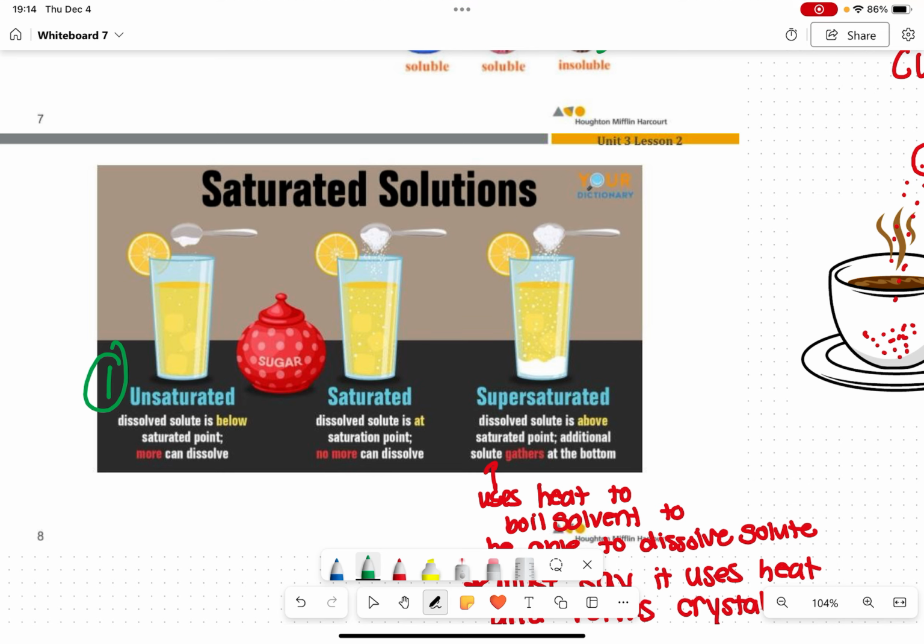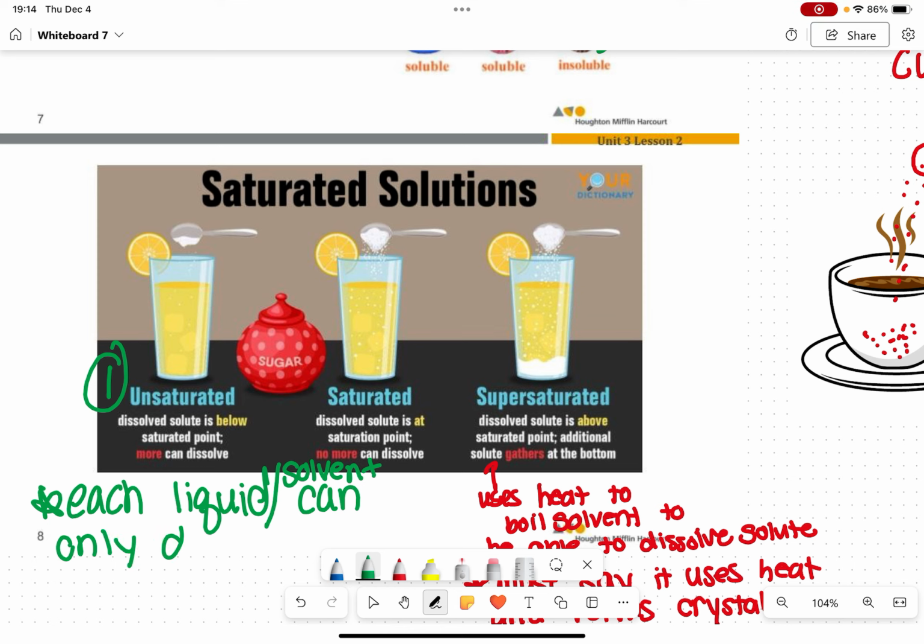Each liquid has a certain amount it can dissolve. And I shouldn't really use the word liquid, I should use the word solvent. Each solvent can only dissolve a certain amount. And so when it's unsaturated, I have not reached that limit yet. I can still add some, mix it, and it will dissolve. The key word for an unsaturated solution is that I mix it and it dissolves.